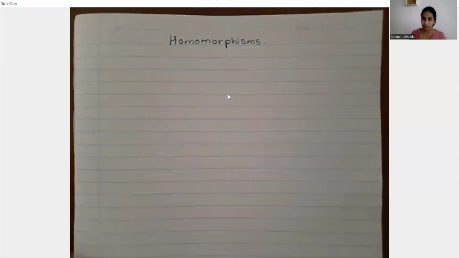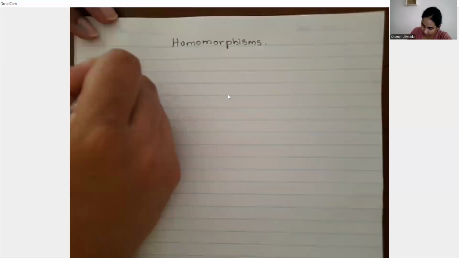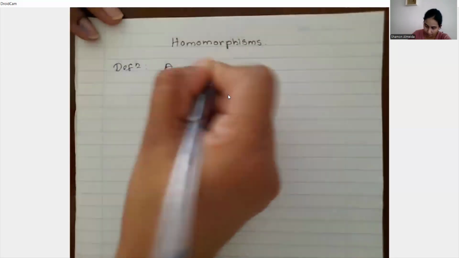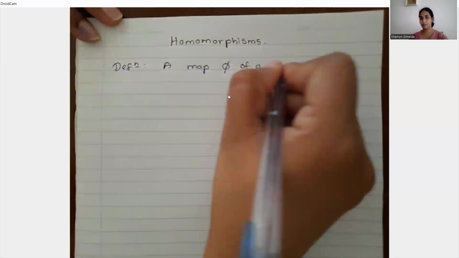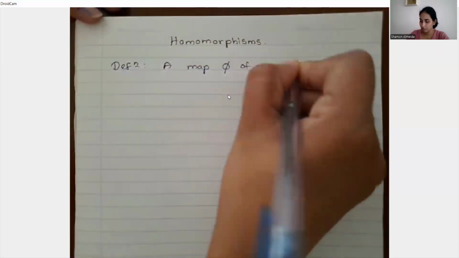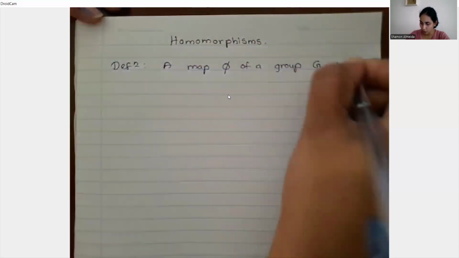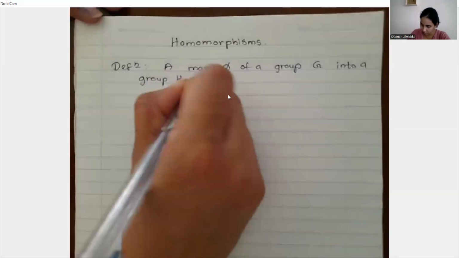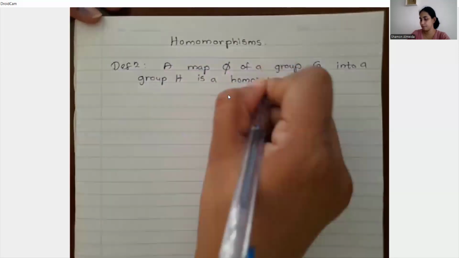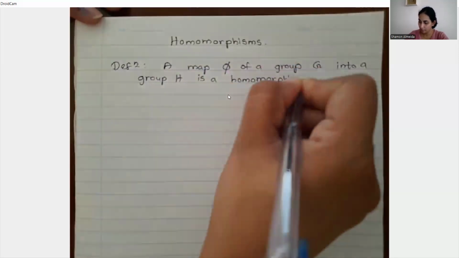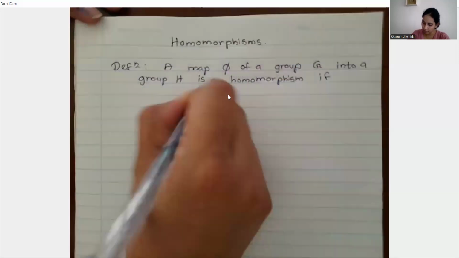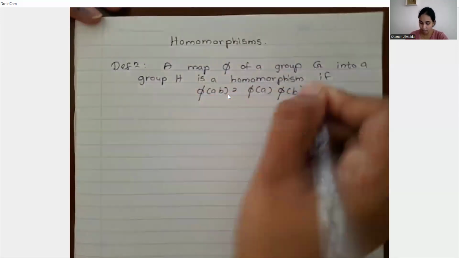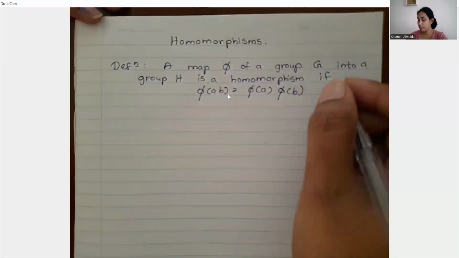Homomorphisms. Okay. Definition. A map phi of a group G into a group H is a homomorphism if phi of AB is equal to phi of A, phi of B for all A, B in G.